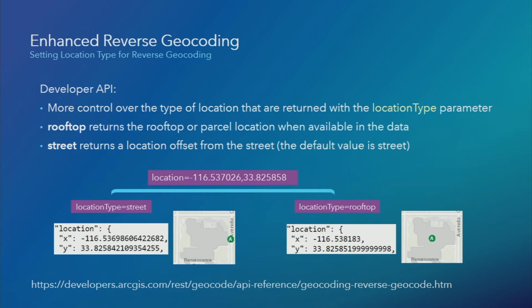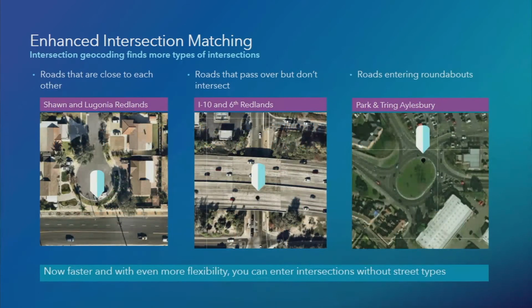If you're building an application where you want to reverse geocode on properties and get back the main location for the address, whether it be the rooftop or the center of the parcel, you'd use the rooftop option. There's more information about this on our developer site, and we've got some more examples of how to use this parameter. Okay, so let's talk a little bit about intersection matching.